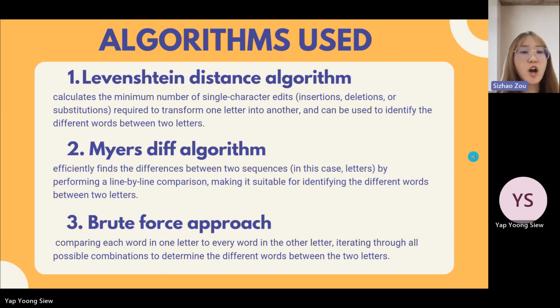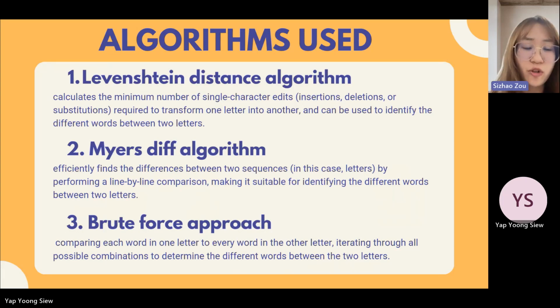For this algorithm, it calculates the minimum number of single character edits required to transform one letter into another, and it can be used to identify the different words between 2 letters. Next, we use the Myers difference algorithm. This algorithm efficiently finds the difference between 2 sequences, in this case 2 letters, by performing a line-by-line comparison, making it suitable for identifying the different words between 2 letters.